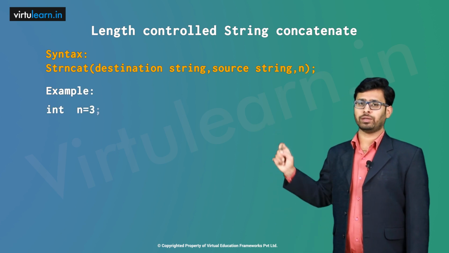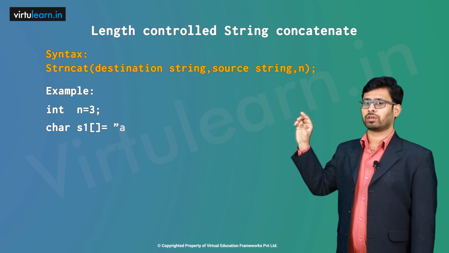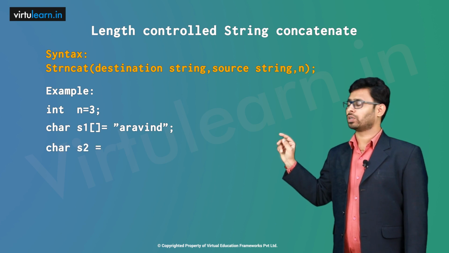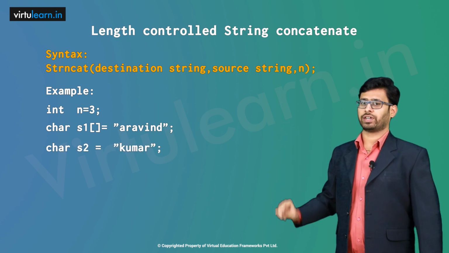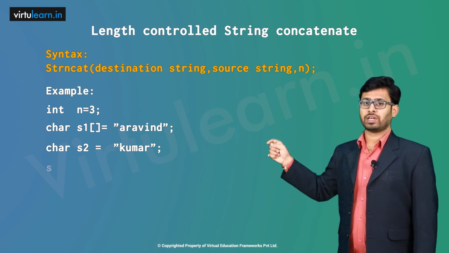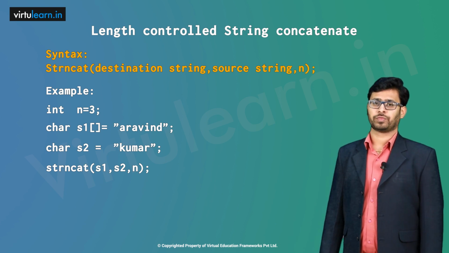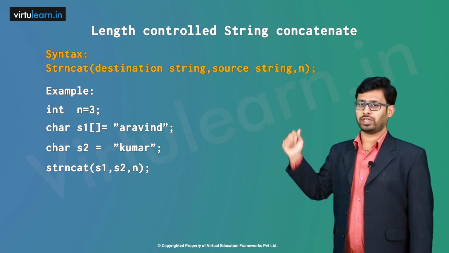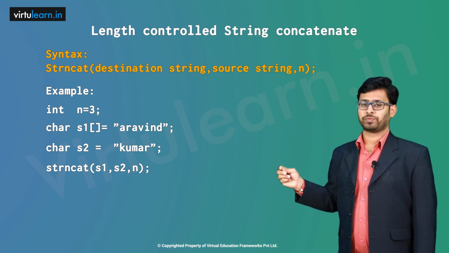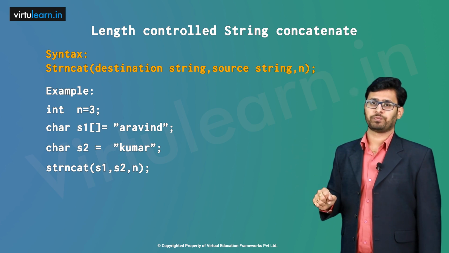Now let us see the example. int n equal to 3, char s1[] of some size equal to "Aravind", within the inverted commas. Next, char s2[] equal to "Kumar", in double inverted commas. Next, strncat of s1 comma s2 comma n. Here the n value is 3. So it means that 3 characters from the source string are appended to the destination string.